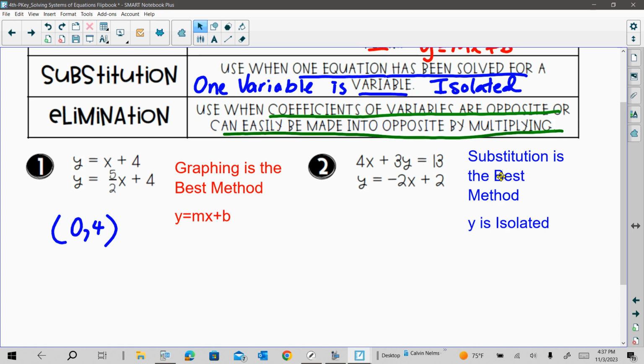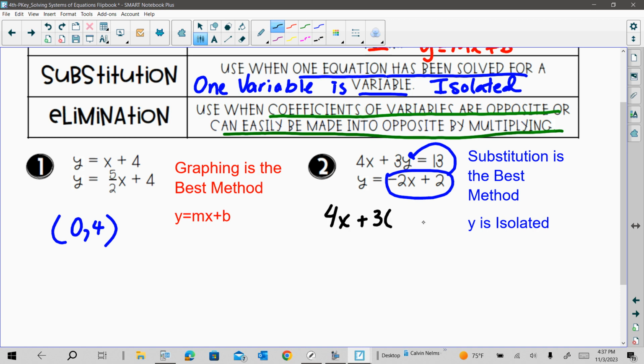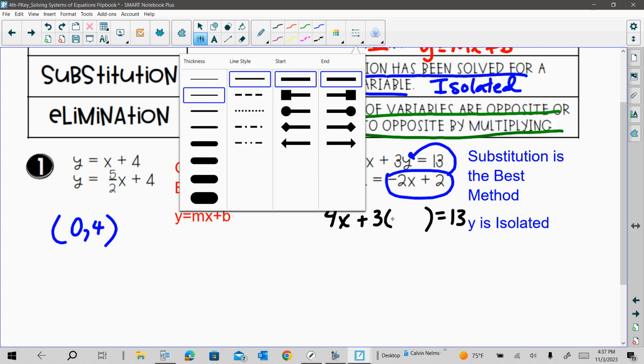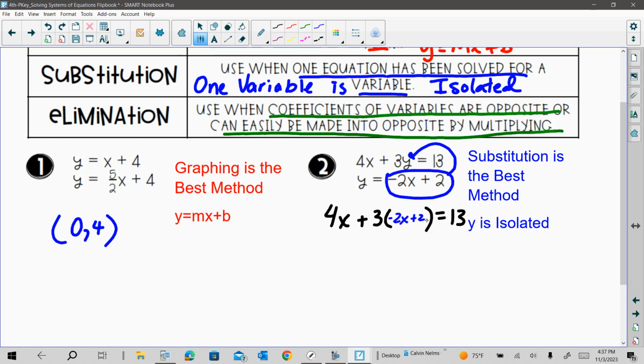Okay, because the y is isolated, I would circle what it equals. It equals negative 2x plus 2, and we're going to substitute it back into the top equation. We'll use parentheses to show substitution, because we have this 4x plus 3, and we're going to substitute in for y what it's equal to. Inside these parentheses is negative 2x plus 2.